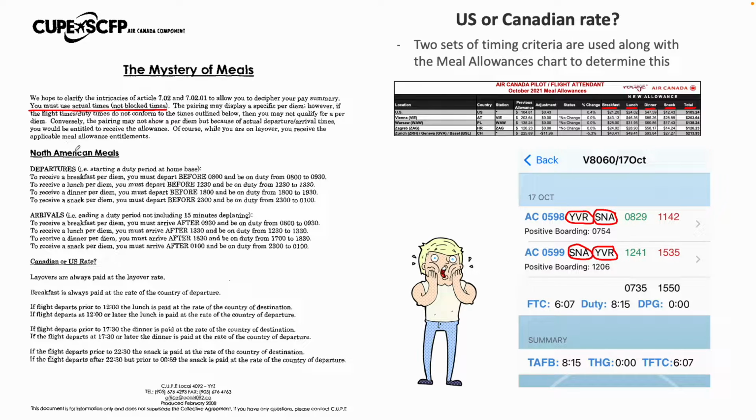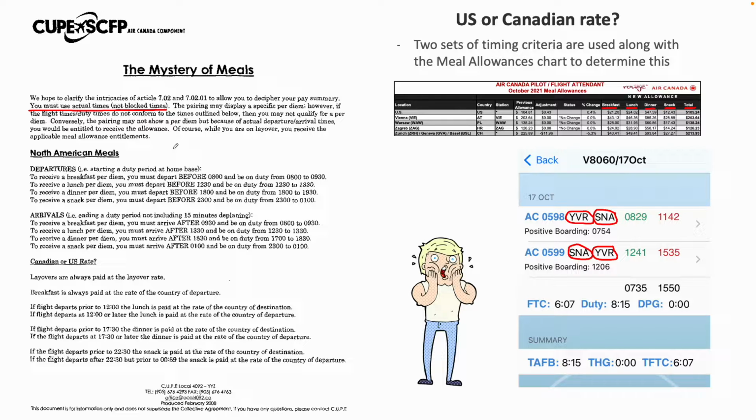So if we look over at the North American meals chart, this part will be familiar because it looks very similar to what's in the collective agreement. The departures portion is meant to help us determine which per diem is the first per diem that we are entitled to.